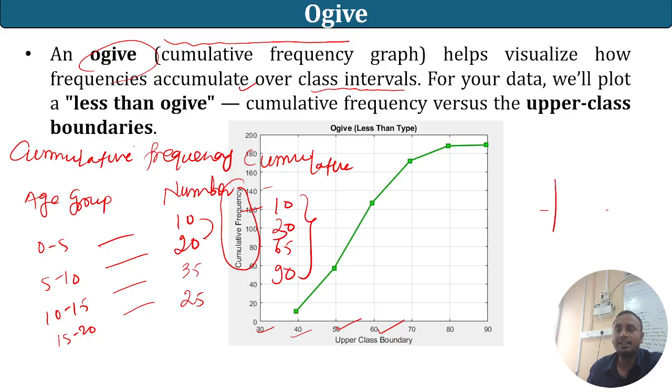So it's going to look something like this. It again shows how the frequency accumulates as time progresses, or maybe as our class progresses. So this is another method to show the frequency distribution.